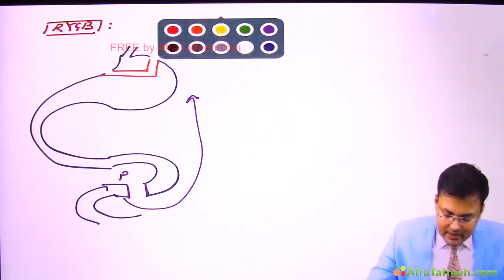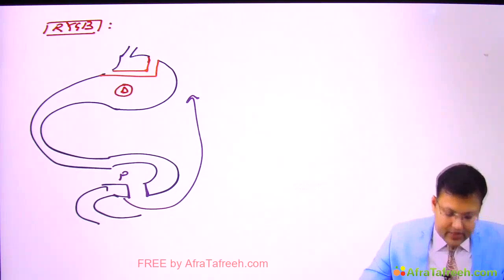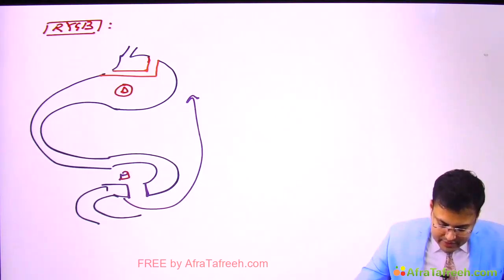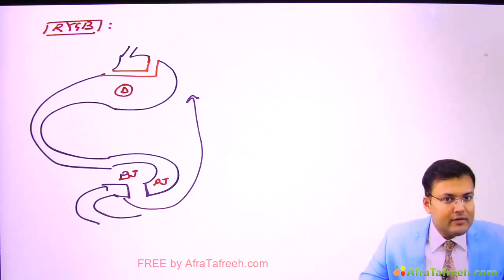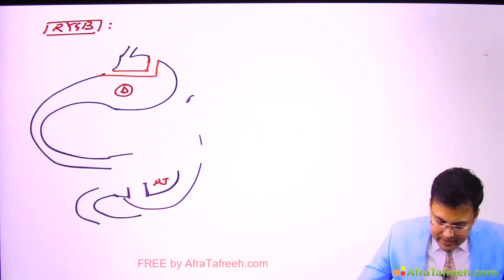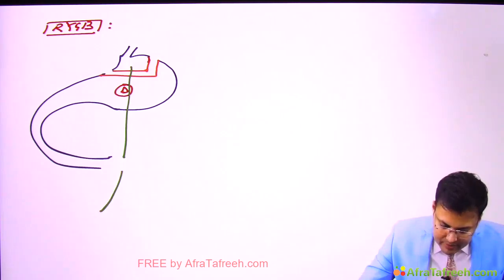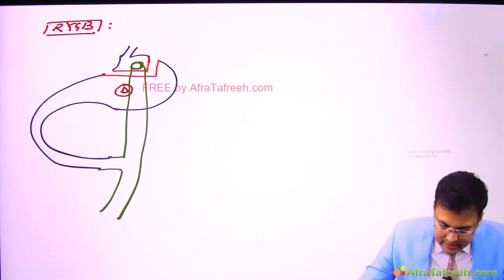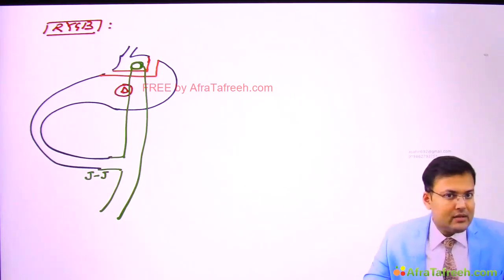I divided the stomach and created a small proximal pouch. This distal part of the stomach is bypassed. I'm taking this distal part of jejunum. This is proximal jejunum, this is distal jejunum, and this distal jejunum is anastomosed to this proximal part of stomach. So see the final diagram. The final diagram will be something like this. This gastrojejunostomy is done, and this is the jejunojejunostomy, where the proximal part of jejunum is anastomosed to the distal part.